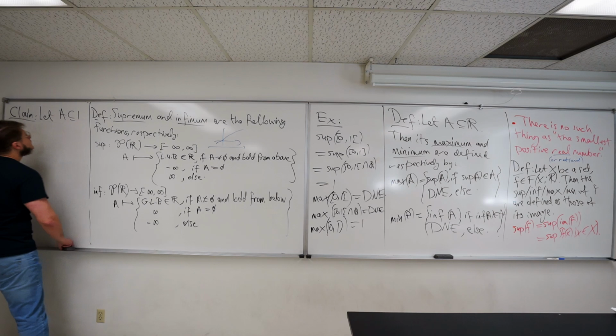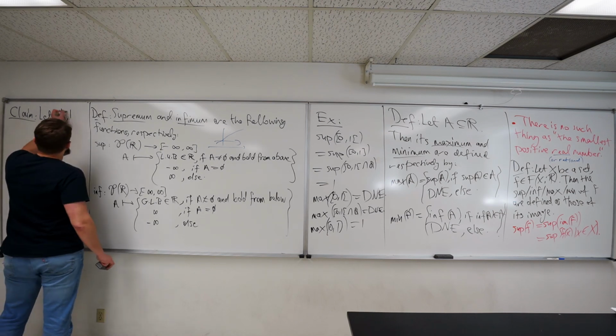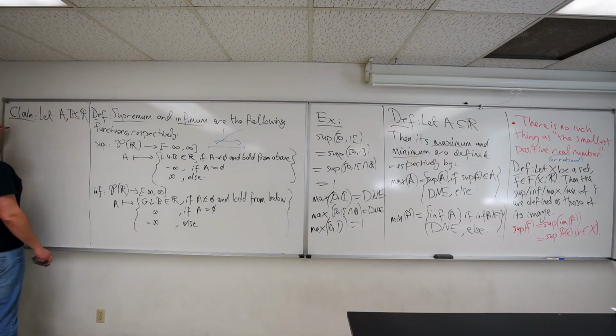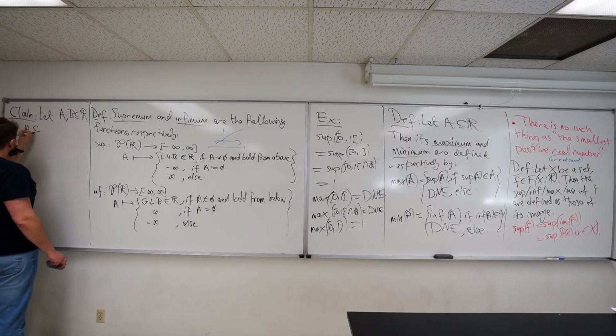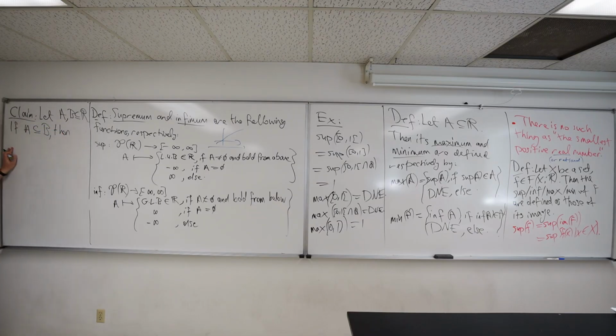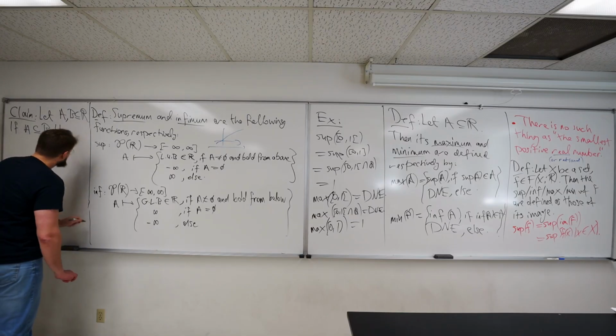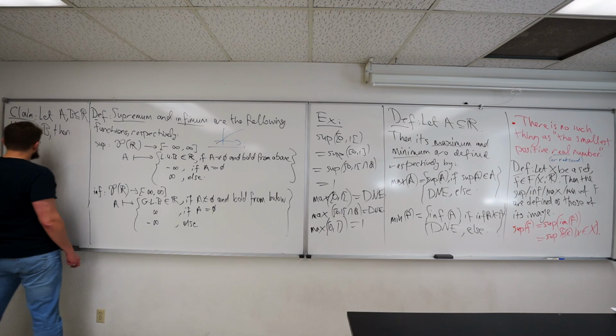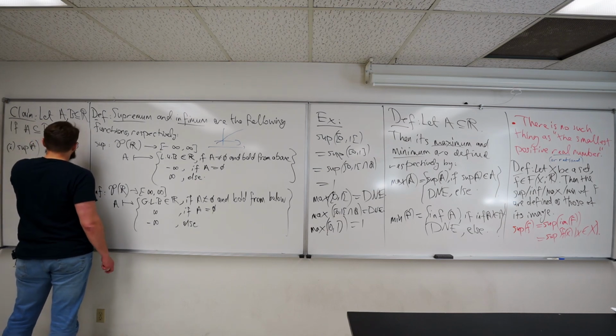Oh, I'm going to say A and B are two subsets of reals. If A is a subset of B, then, well, I want to relate the sup of A to sup of B and inf of A to inf of B. I'll just first write down what I want to relate.